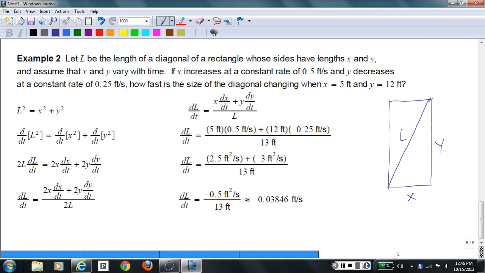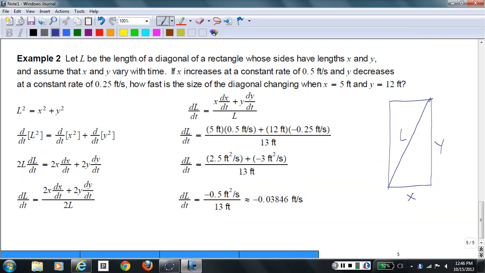All right, I know I finished in the middle of a sentence there, but if x increases at the rate of 0.5 feet per second, the bell, the whistle that's supposed to go off in your head at that point is to say, oh, that's dx/dt. The rate at which x is changing with respect to time, it's told me the numerical value of dx/dt. Just like that. So you're thinking, okay, good, I've got that.